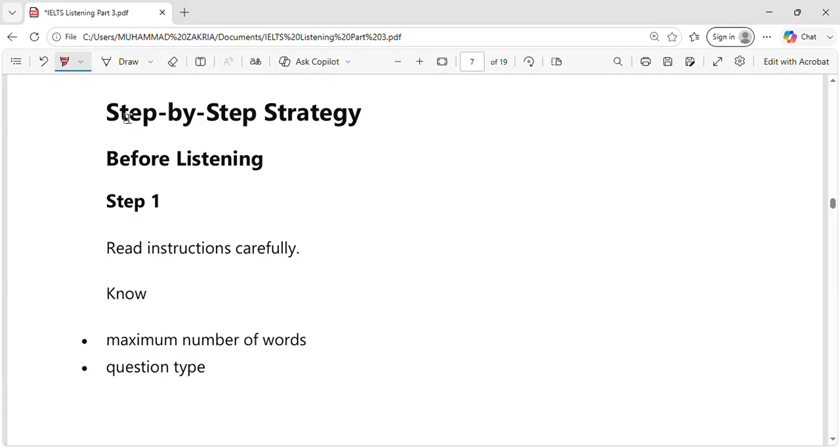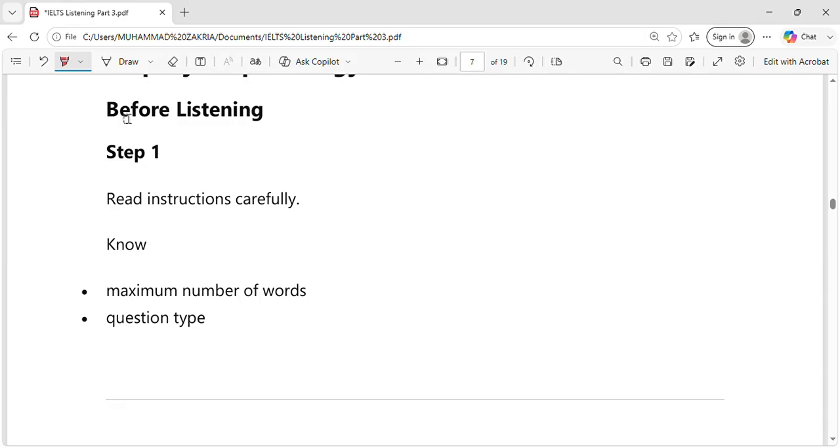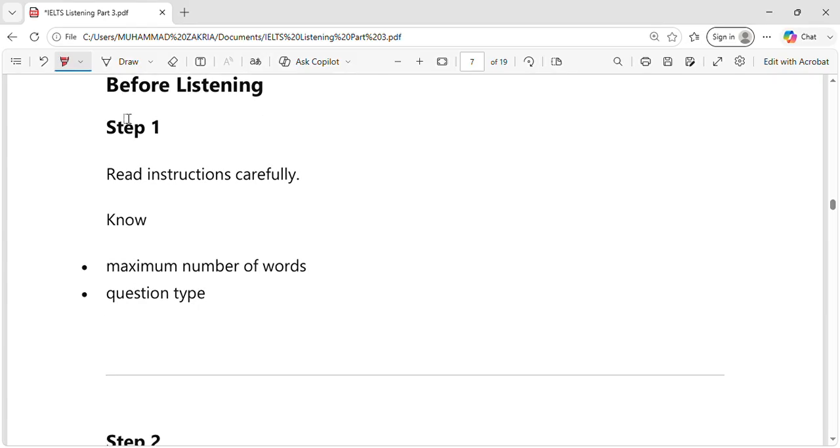Before listening, when the listening has not started, you must read the instructions carefully. Check the maximum number of words in the question type. You just see in the IELTS what type of question they give us, and read the instructions and the type of question. Okay.